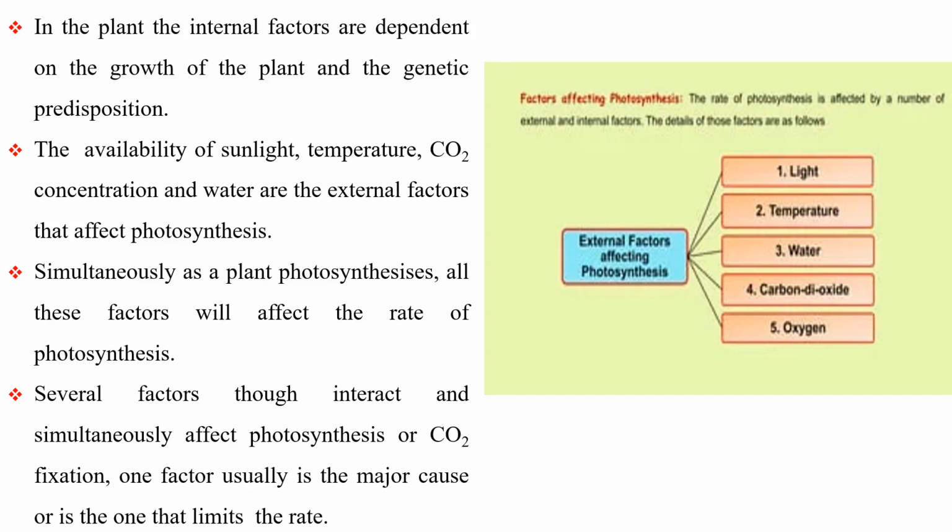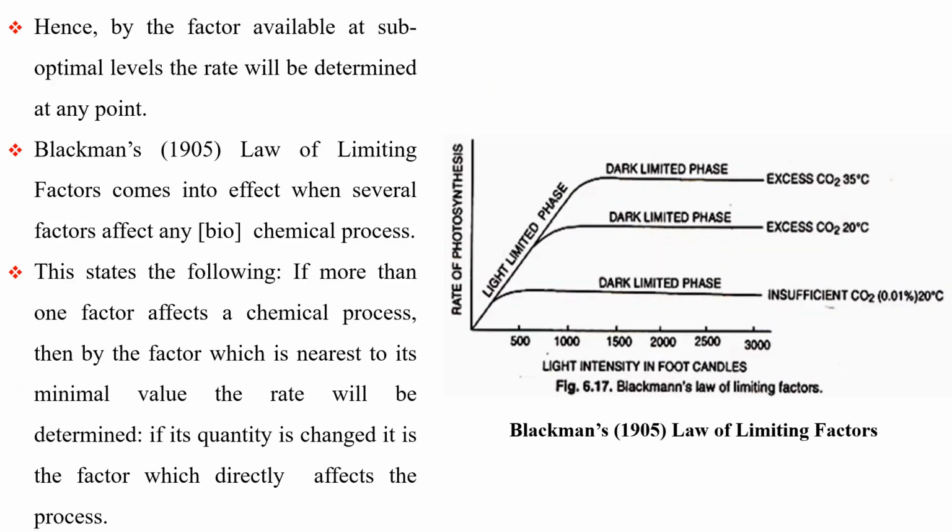Several factors, though, interact and simultaneously affect photosynthesis or carbon dioxide fixation. One factor usually is the major cause or is the one that limits the rate. Hence, the rate will be determined at any point by the factor available at suboptimal levels.